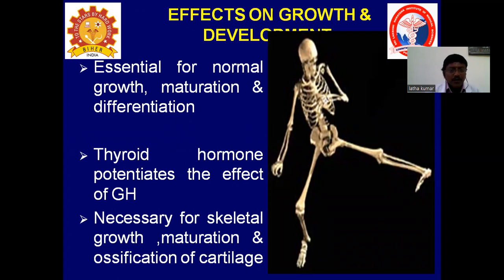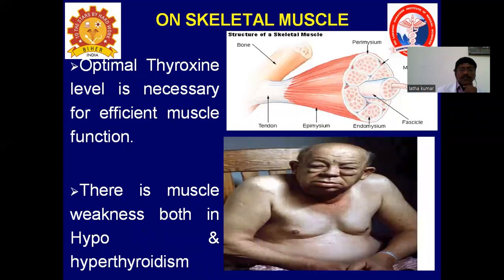It is essential for normal growth, maturation and differentiation of the skeleton, thyroid as well as the body. And thyroid hormone potentiates the effect of growth hormone necessary for skeletal growth, maturation and ossification of the cartilage. So it is very, very important for the growth of the body along with growth hormone. In the skeletal system, it will increase the length of the bone.